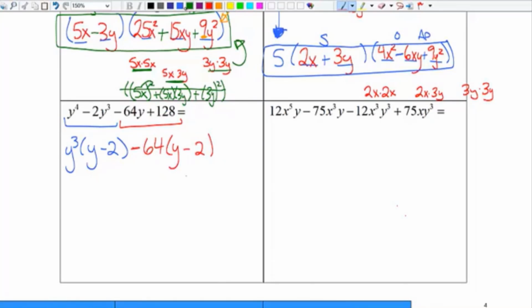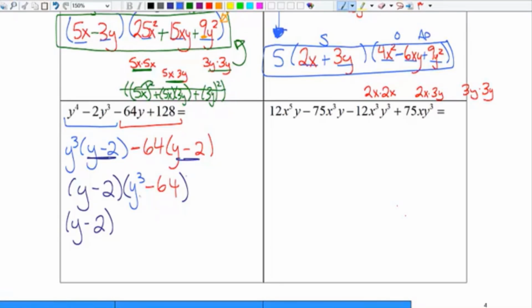Are my two parentheses the same? Well, sure they are, so I factor that out, which leaves me with, in my second parentheses, y cubed minus 64. Okay, so that is a grouping problem. But notice in my answer I have a cube minus another perfect cube. So y cubed minus 64 is a difference of cubes, which is why it belongs in this set of problems.